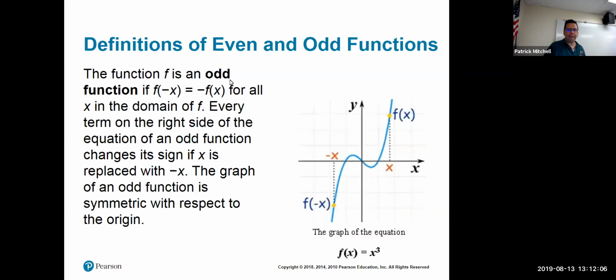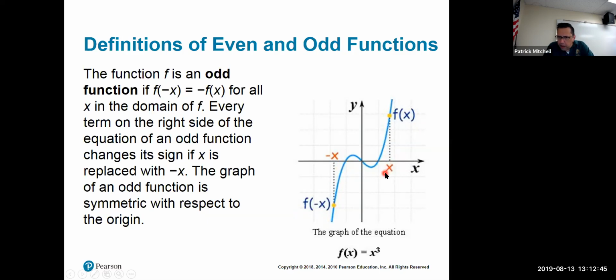So odd functions have a similar property. A function is called odd if f at opposite x is equal to the opposite of f of x. Okay. So what even and odd functions have in common is that they both have to do with f at opposite x. Okay. If the function is even, then f at opposite x is exactly the same as f of x. But if it's odd, then it's the opposite of f of x. Okay. And this graph would be an example of that.